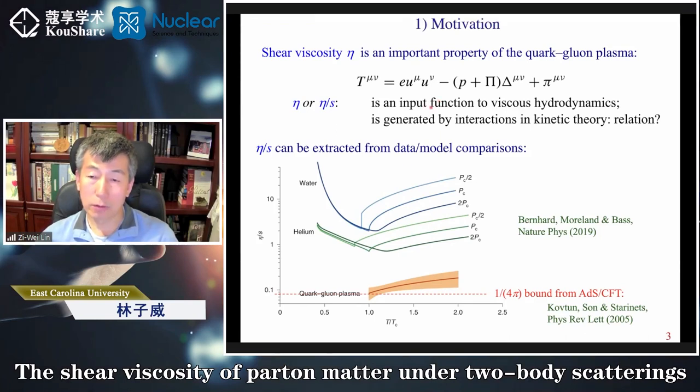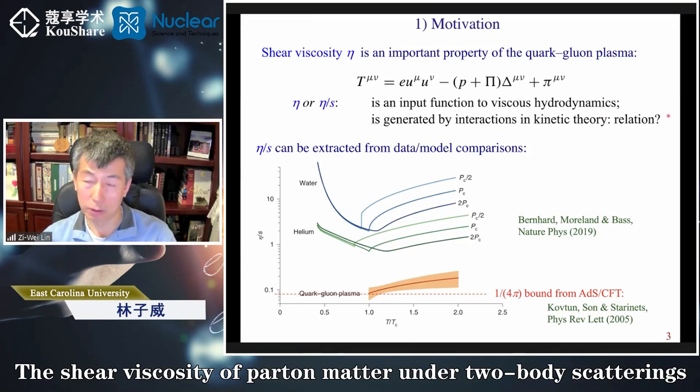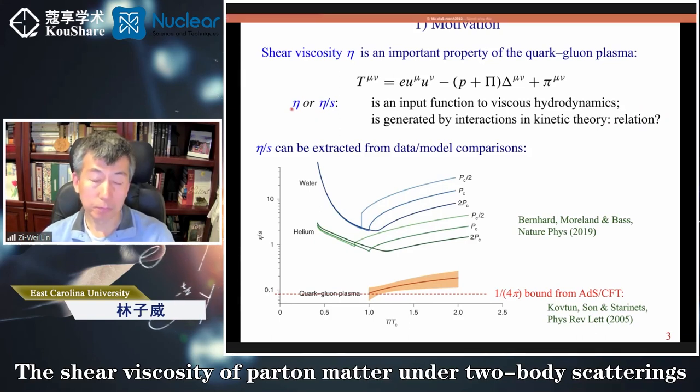However, for transport models or kinetic theory, we know that the shear viscosity is not an input parameter, but it is generated by the interactions in the theory or in the transport model. So we would like to know what's the relation between the interaction and the shear viscosity, and how to calculate it analytically.